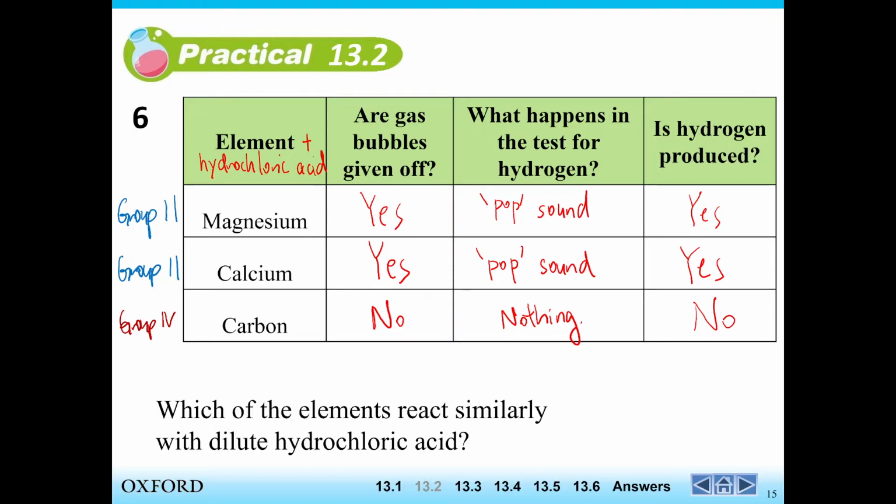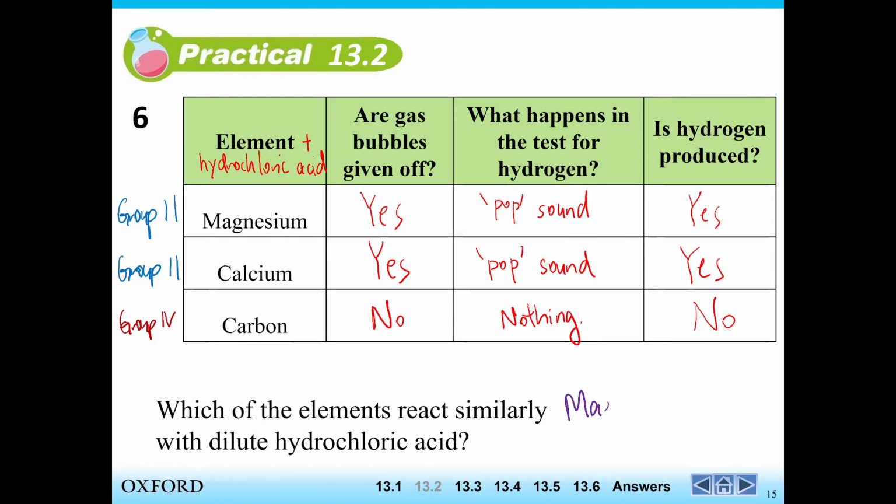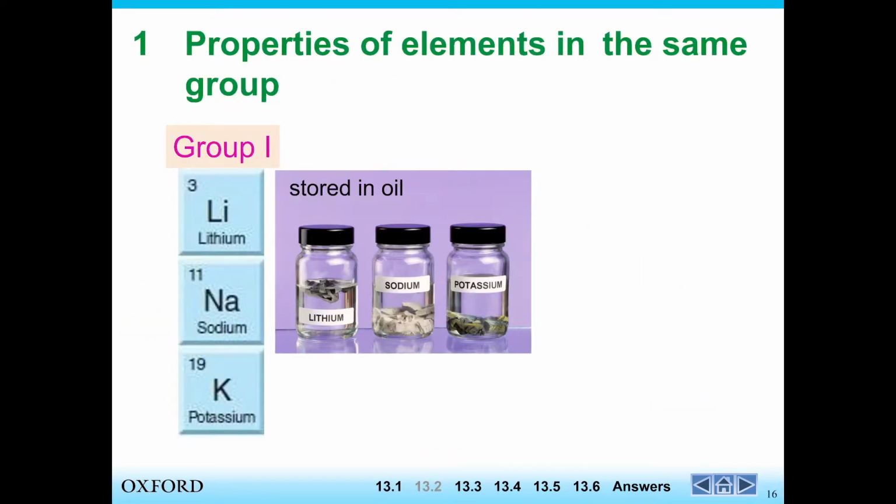So which of the elements reacts similarly with dilute hydrochloric acid? Obviously, it's the group 2 elements, which are magnesium and calcium. Now, do you notice they're not saying it reacts the same? They're using the word similarly. Now, there's a reason behind this. So let's look at some other groups first, and then we'll talk about the reasons.